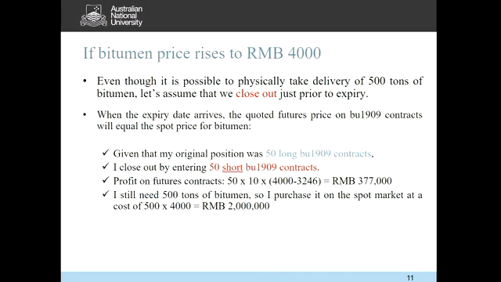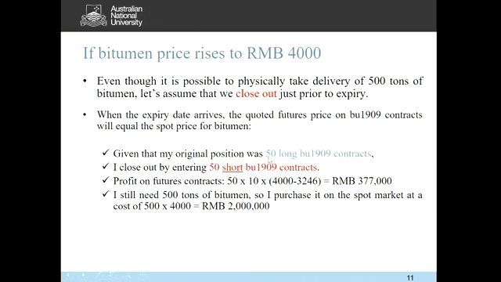Remember, we entered into 50 long, so we short, right? But how many? 50, right? Same quantity. And we should short the same contract, right? BU-1909. One thing worth noting is that as the expiry date is approaching, the quoted futures price on BU-1909 should equal the spot price at the time. Remember, on Monday's lecture, Steve mentioned, if they are not equal, there could be an arbitrage opportunity, right? So if arbitrageurs see this opportunity, they will quickly arbitrage it away. So we should not expect this arbitrage opportunity to last long.